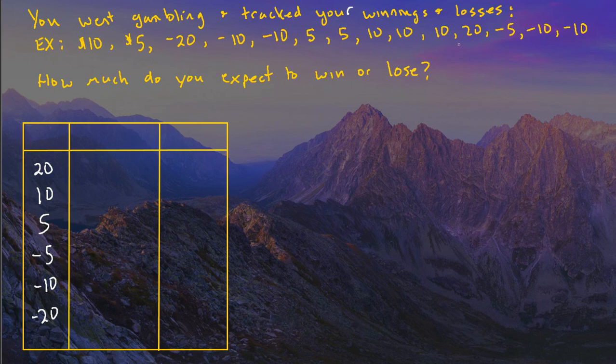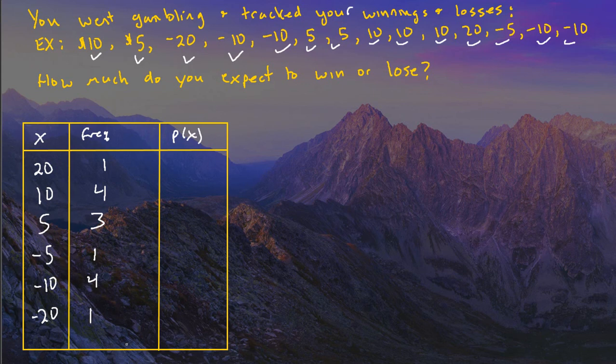All right, so 20 happens one time. So 1. 10 happens 1, 2, 3, 4 times. 5 happens 1, 2, 3 times. -5 happens once. -10, 1, 2, 3, 4 times. -20, 1 time. So this is X, this is our frequency, and this is our probability of X.